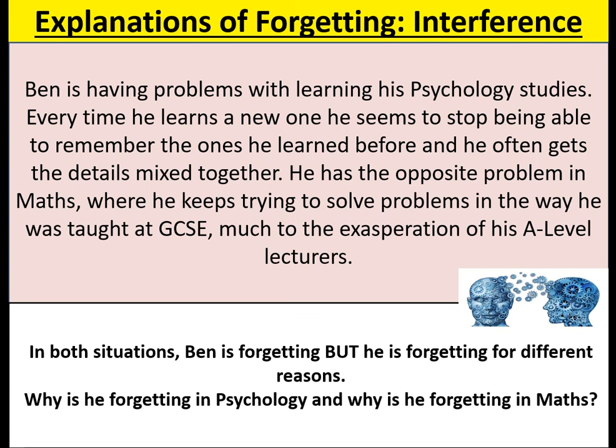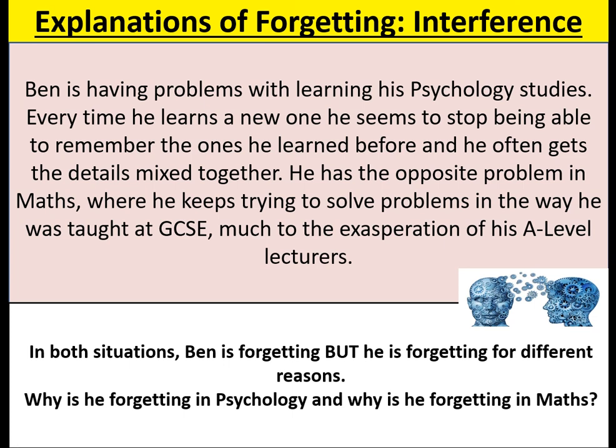But he has the opposite problem in maths, where he keeps trying to solve problems in the way that he was taught at GCSE, not the way he was taught at A-level. In both situations, Ben is forgetting, but notice he's forgetting for different reasons. In psychology, he's forgetting because new information gets in the way of old information. But in maths, the old information is getting involved in the new information. This is called interference, and that's what we're going to look at today.